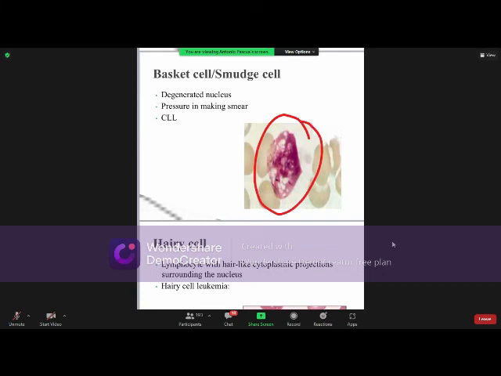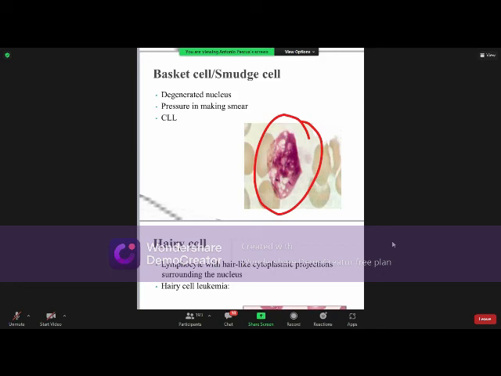either a basket cell or a smudge cell. So, sir, when do I call it a basket cell? You call it a basket cell if it is formed because of increased pressure as you prepare the smear. And if you only see one, two, three of them, you just call it a basket cell. It's just because you have applied too much pressure on your slides.